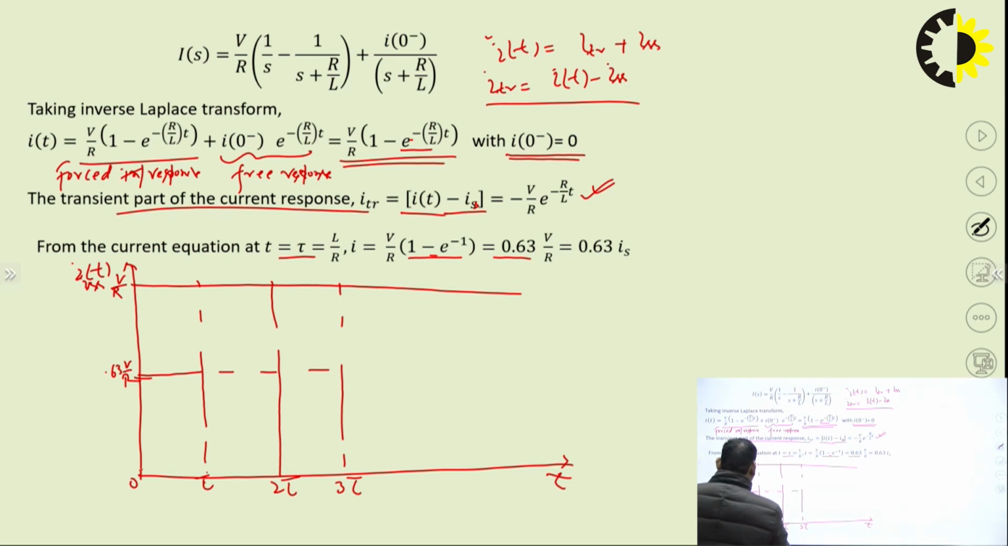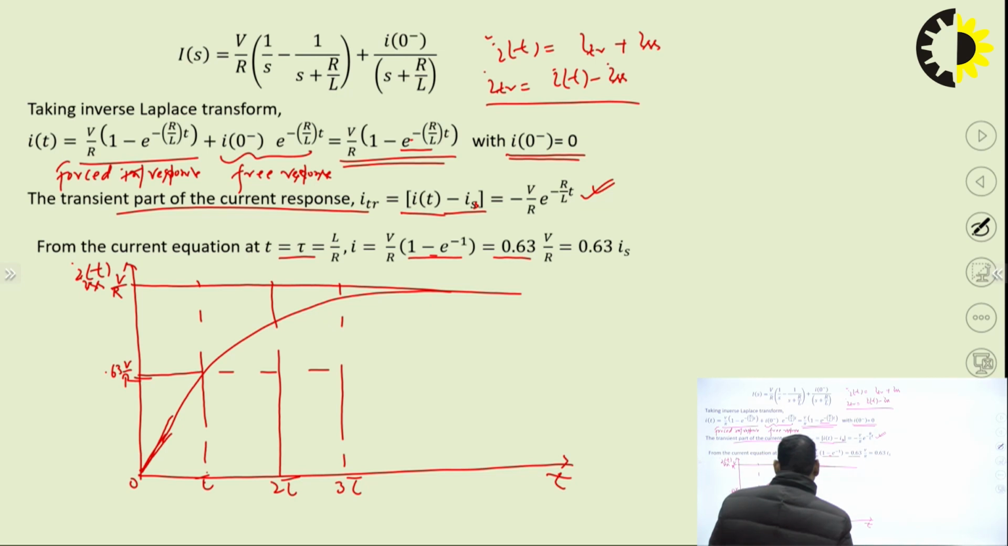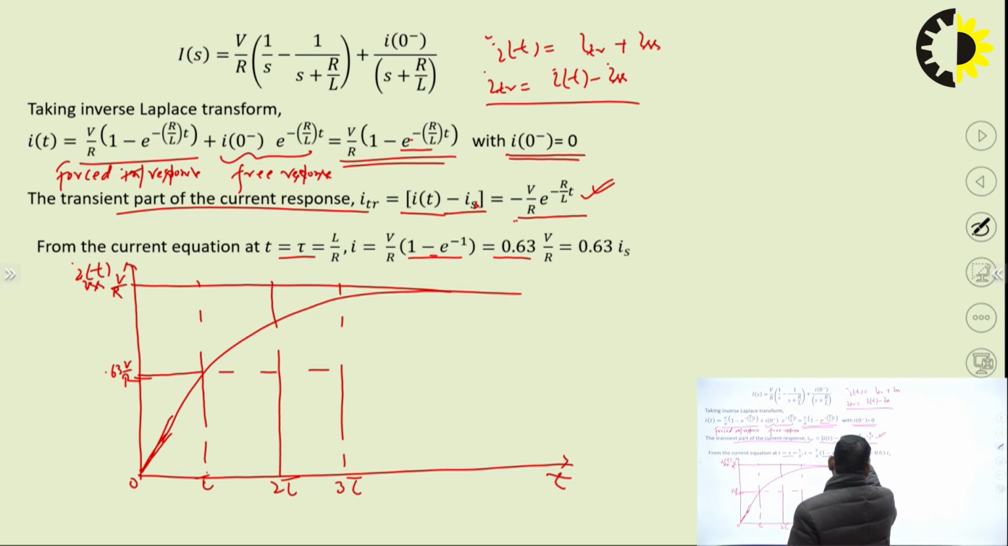So, the current will go like this, it will be like this. This is the behavior of the RL circuit. This is the current response in RL, and for the different values of time we can plot the transient behavior of the circuit.